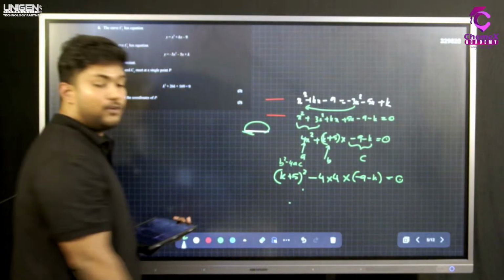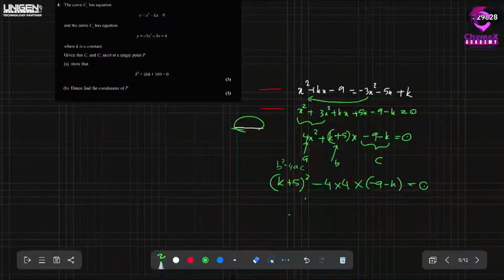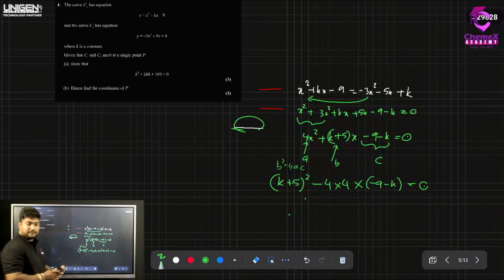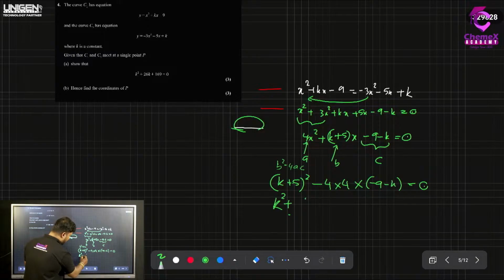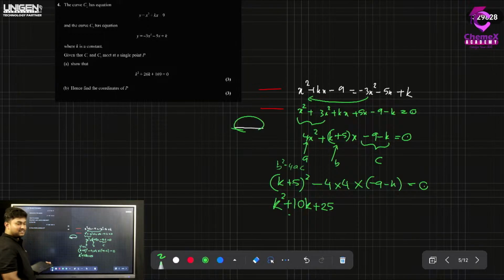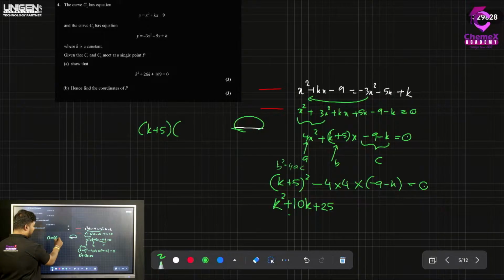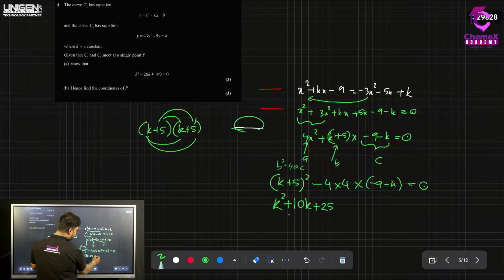So how do you solve from there? I can just simplify this. (k plus 5) squared is k squared plus 10k plus 25. Don't ask me how I got those terms so fast. You just write two brackets and expand, that's the basic thing. So after that, you will get this term. Minus 4 times 4 is 16.